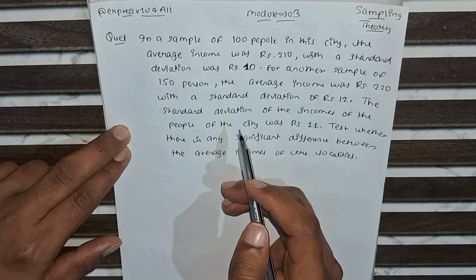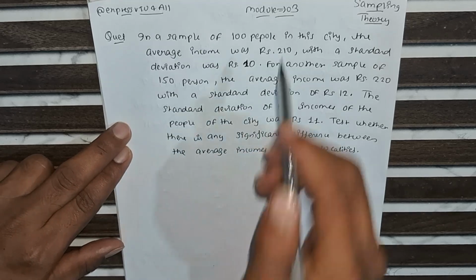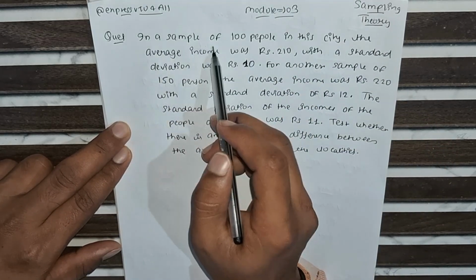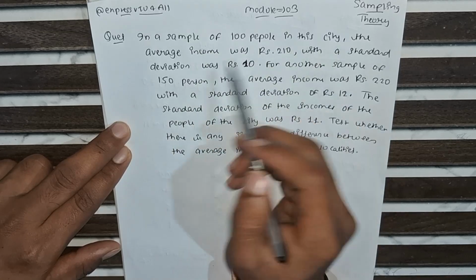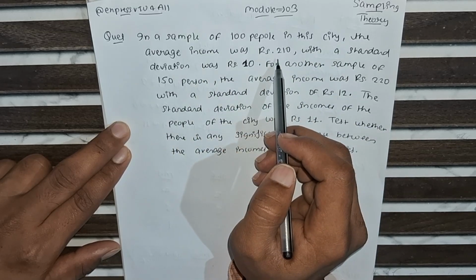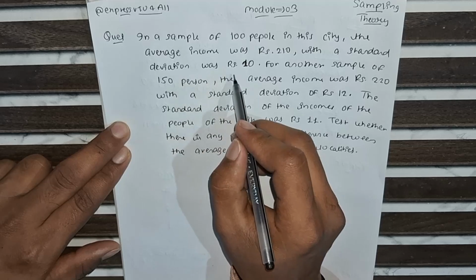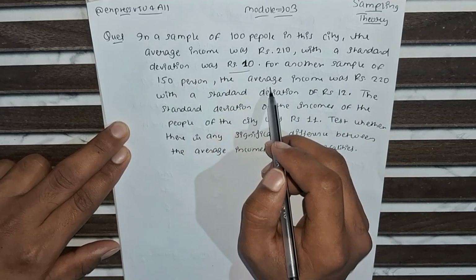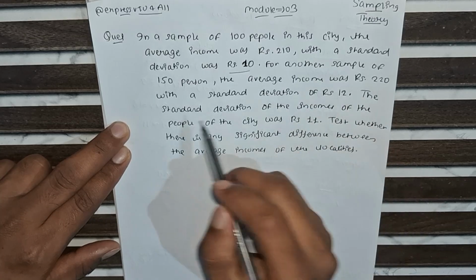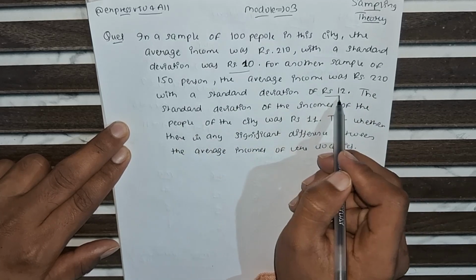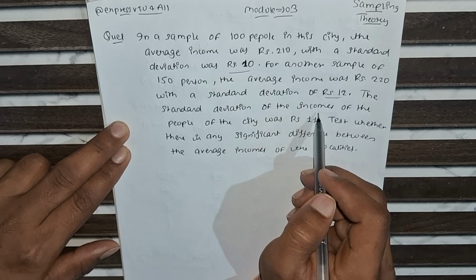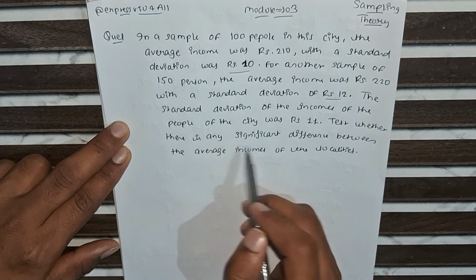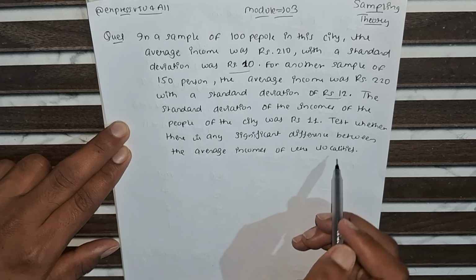In this video, we are going to solve a very important problem from Module 3, which is based on sampling theory. The question is: in a sample of 100 people in this city, the average income was rupees 210 with a standard deviation of rupees 10. For another sample of 150 people, the average income was rupees 220 with a standard deviation of rupees 12. The standard deviation of the income of the people of the city was rupees 11. Test whether there is any significant difference between the average income of the localities.